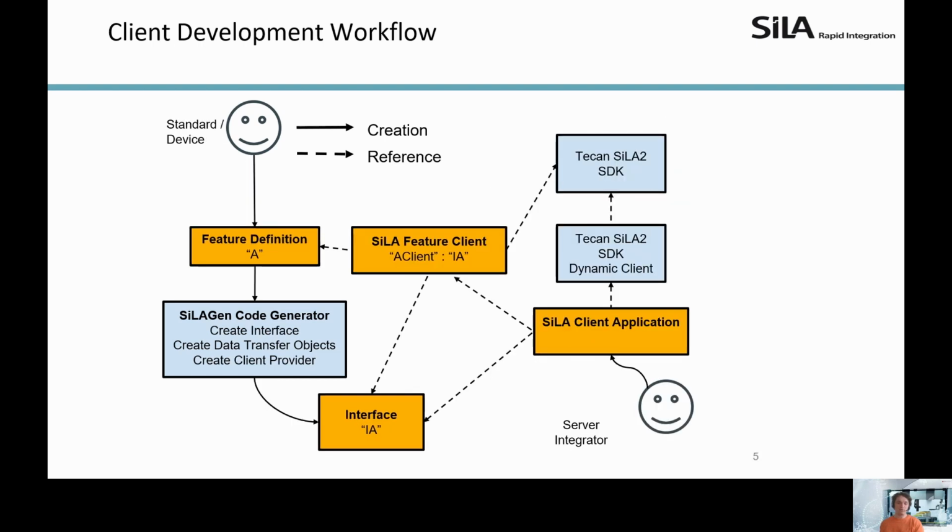For the client, the workflow is a bit different, because what you do there is you typically start with the feature, because you typically want to integrate a given SiLA 2 server. And of course, the only thing to describe the interface of a SiLA 2 server is a feature. And then we use the same code generator to generate an interface and also generate the data transfer objects and the client providers. So that will generate, again, the interface. And there's an arrow missing here. It will also generate a SiLA client for this interface that basically implements the generated interface by calling into a SiLA 2 server.